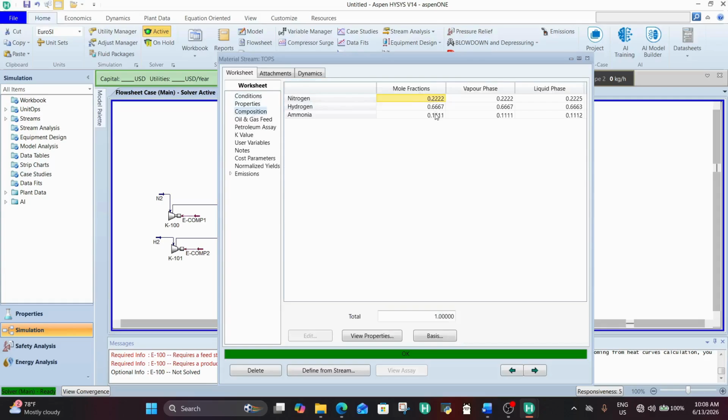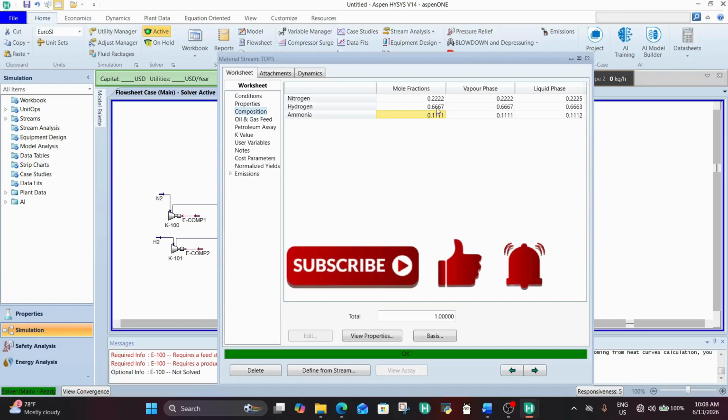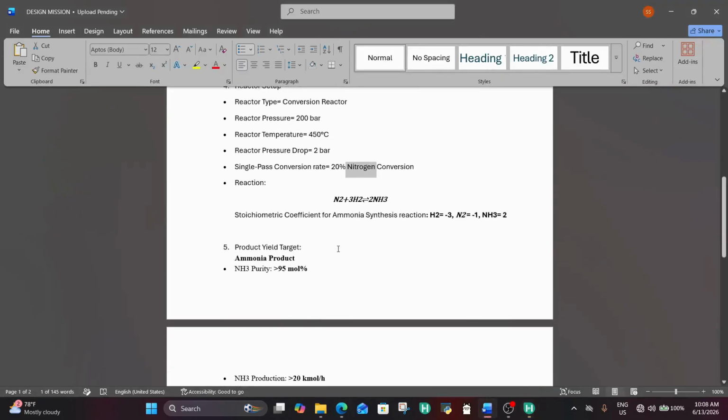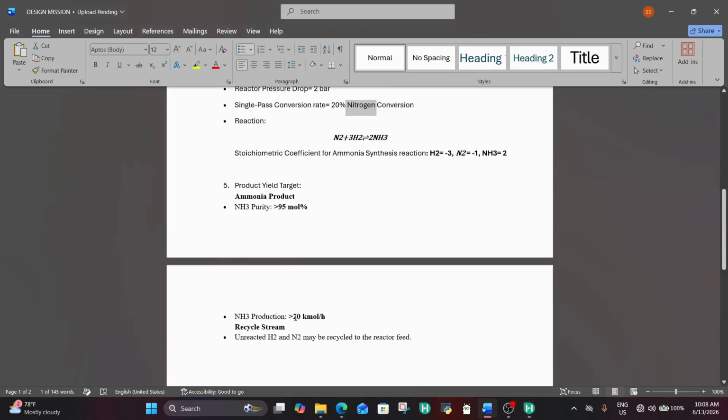Composition, as you can see, ammonia. We basically produce only 11% ammonia. We still have 66% unreacted hydrogen and 22% unreacted nitrogen. So does this satisfy our targets for ammonia yield production, 20? Nope, it doesn't. Well, actually, we can't see unless we do the math. So let's just quickly do the math.